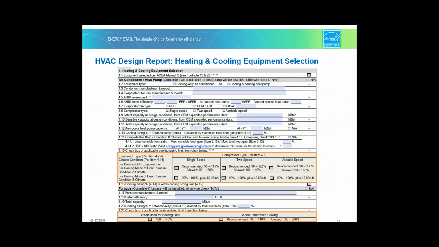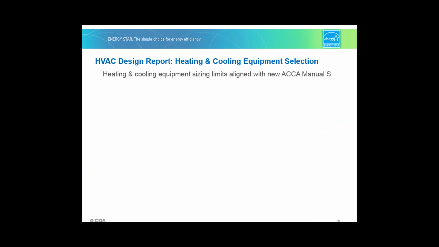Okay, great. Now, the fourth of 5 sections is for documenting your heating and cooling equipment selection. This is also quite similar to the last revision, so I just want to highlight one change, and that's the cooling and heating sizing limits. So to improve the clarity and enforcement of these limits, they have been aligned with the new version of ACCA Manual S. In addition, the phrase next nominal size has been removed and replaced with quantitative allowances.